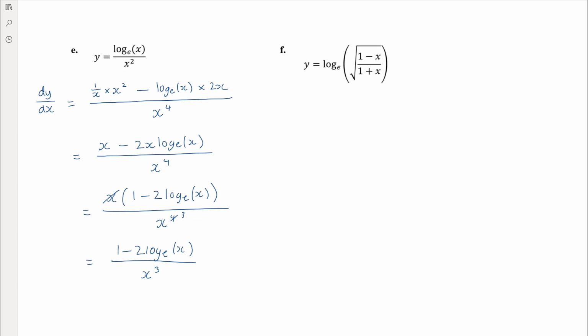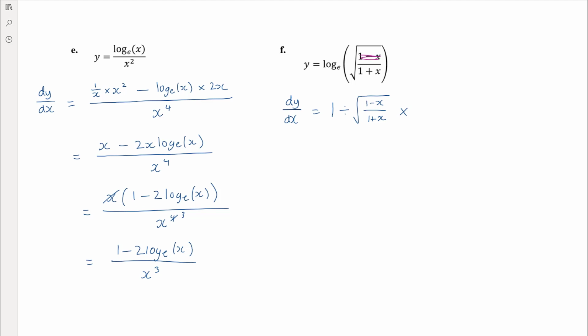We're going to have dy dx. It's equal to, so we've got log e of something. So the derivative of log e of something is 1 over, I'm going to write that as 1 divided by here because it's a bit ugly, 1 divided by that something. And then we're going to need to multiply by the derivative of that something. Now that something also requires a bit of chain rule happening here.